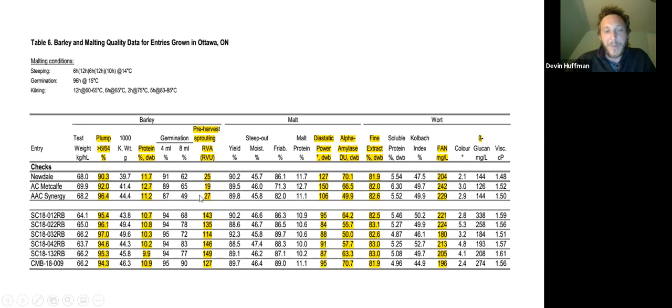It'll just start germinating in the field, and depending on how severe the damage is, it can either completely ruin the germination and the seed's no longer viable, or it can reduce the storage stability, so we have to use it sooner than later. So these pre-harvest sprouting values give us a really good indication that these European trial varieties are resistant to pre-harvest sprouts. The lower the RVA number, the more severely damaged the barley is. All these trials include Newdale, Metcalfe, and Synergy, another Western variety. These have been our two flagship varieties for the last 5 years.